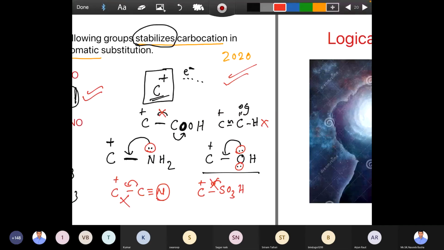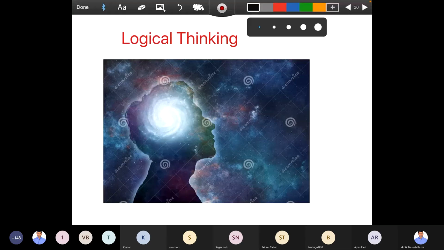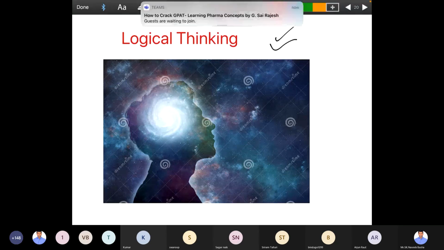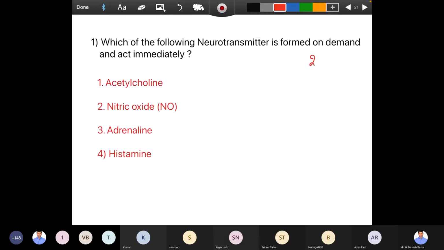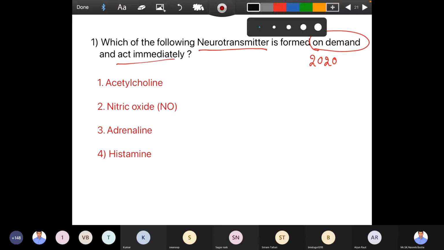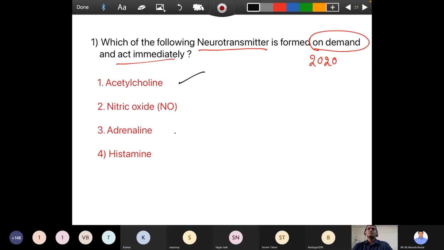Moving further. Now, the last thing is logical thinking. See, without logical thinking, though you may read so many books, you need to apply your thought and logic in order to get a good score. Understand this one. This is also a GPAT 2020 question. Which of the following neurotransmitters is formed on demand and acts immediately? Think about this. We have studied in the autonomic nervous system about acetylcholine, adrenaline, and histamine too. We have studied about neurotransmitters.